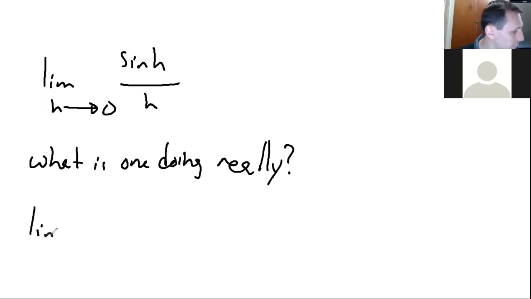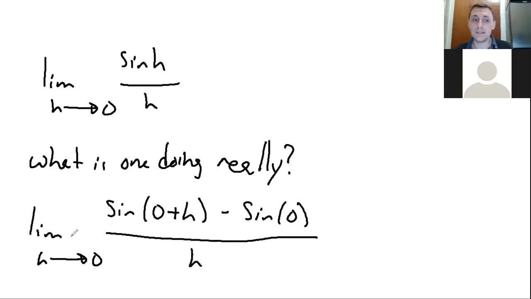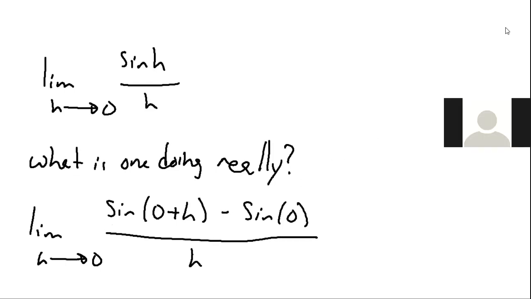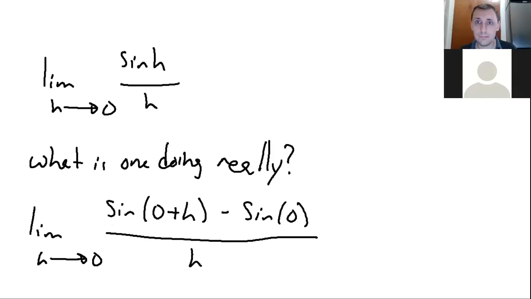Look at it again. It's limit as h going to zero of sine, let me help you here, zero plus h minus sine of zero, which just happens to be equal to zero, divided by h. What is a person doing? Do you see it now better or not? What's the goal here? What is this thing? This thing is something that you should immediately react to and recognize. What is this thing?